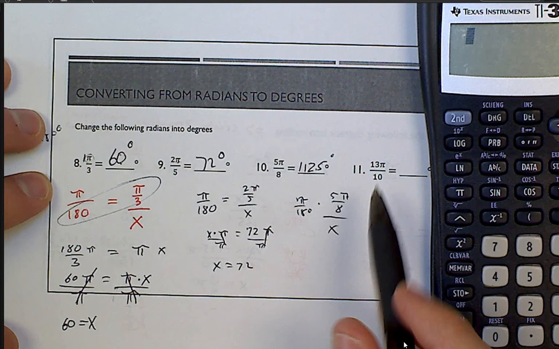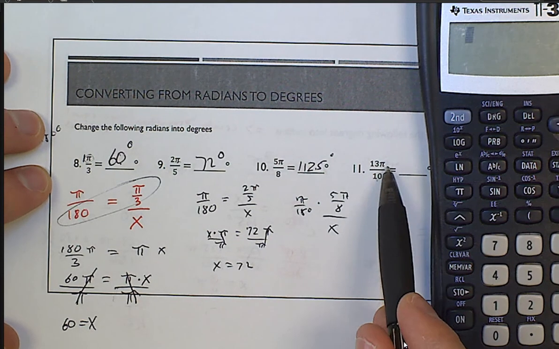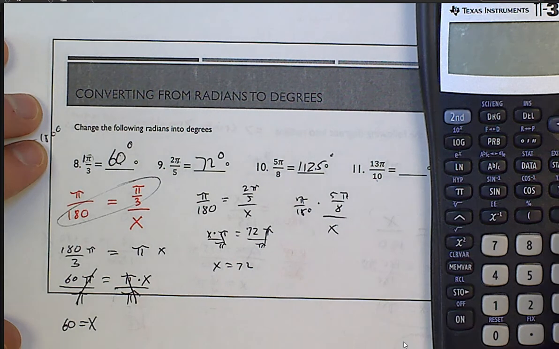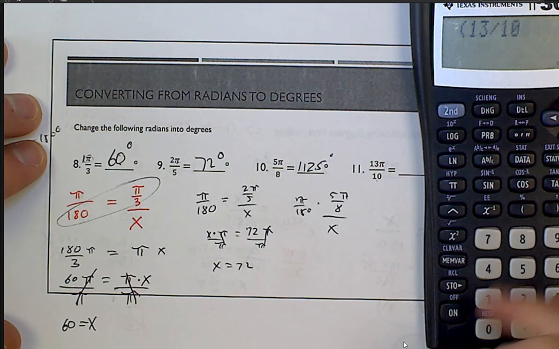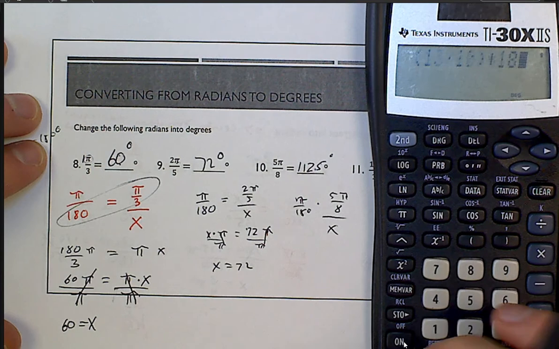13 tenths pi, which means you're taking 13 tenths of pi. Or in other words, if you're converting it to degrees, it'd be 13 tenths of 180. So I would go 13 tenths, let's see my calculator there, times 180, 234.